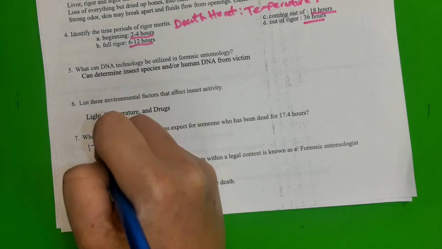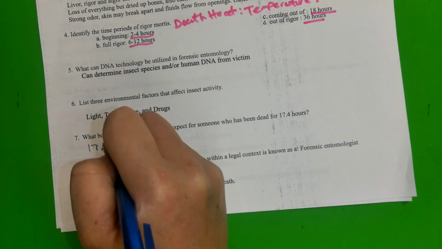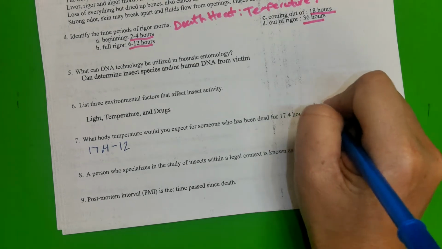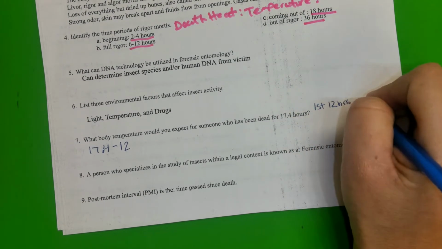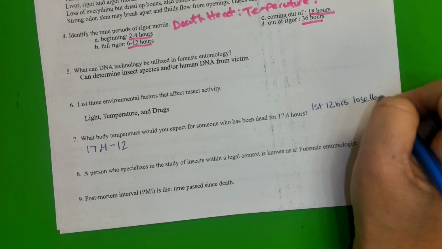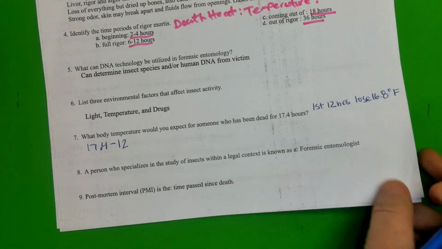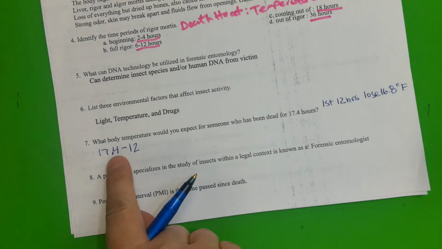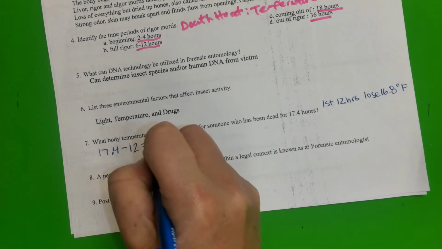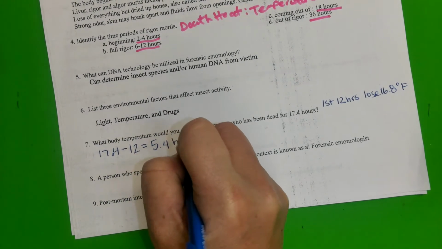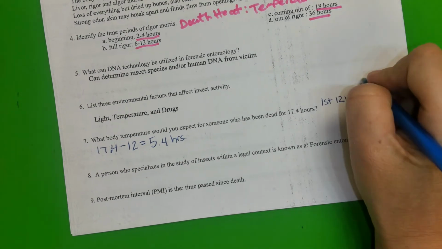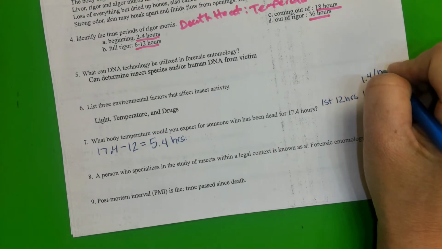hours. We're going to subtract the 12 hours. Keep in mind that in the first 12 hours, it loses 16.8 degrees Fahrenheit. So this will be 17.4 minus 12, which equals 5.4 hours. This is with the 1.4 per hour.